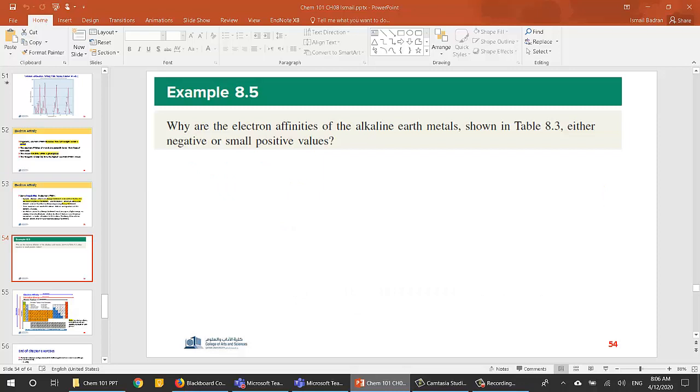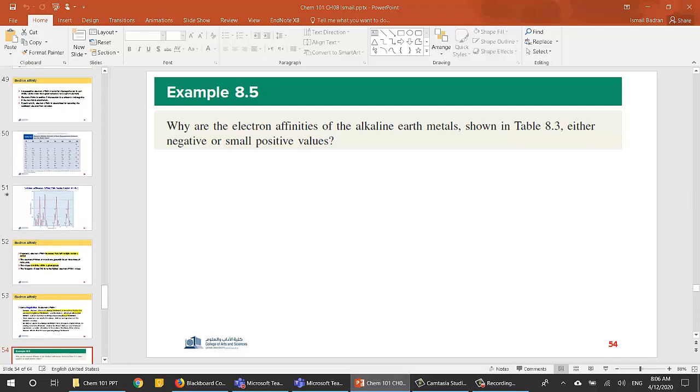Now there is a question here that says, why are electron affinities of alkaline earth metals shown in table 8.3 either negative or small positive values? Alkaline earth metals are group 2. They have positive electron affinities, but a little bit lower than group 1, if you look at the table here.